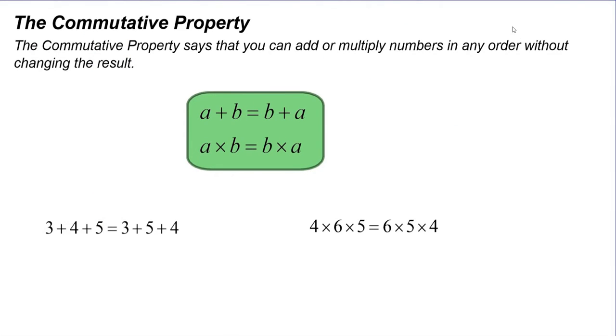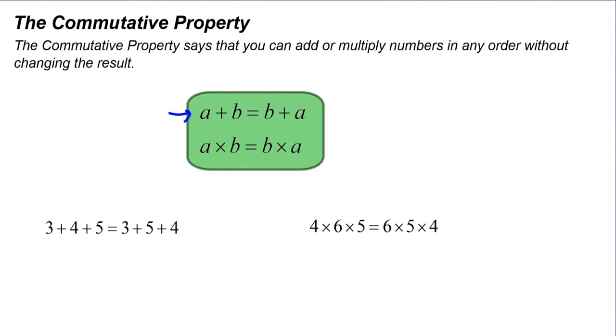Next, we want to talk about another property called the commutative property. This is a very important property in math that gets used quite a bit. You probably already use it, but you don't know that you're using it. The commutative property says that you can add or multiply numbers in any order without changing the result. So I've got some illustrations of that right here.